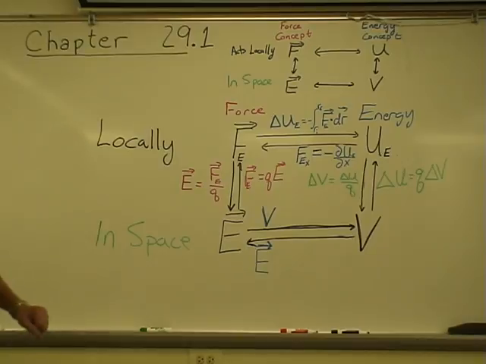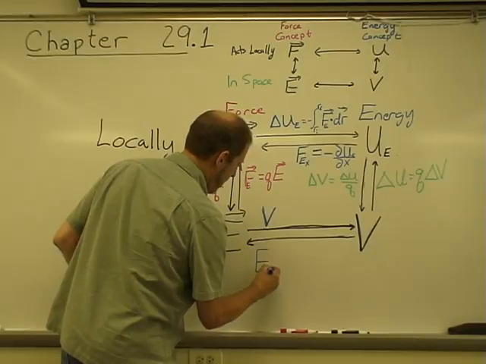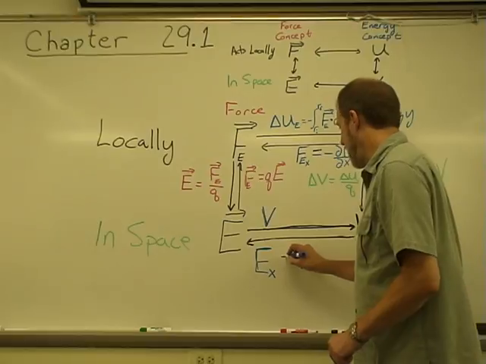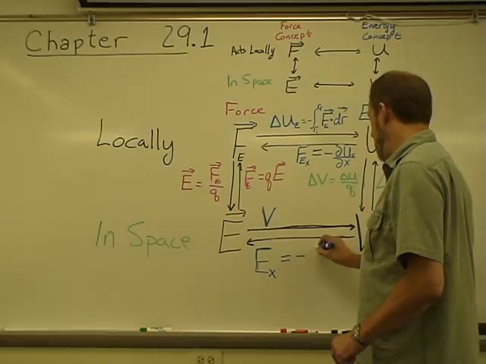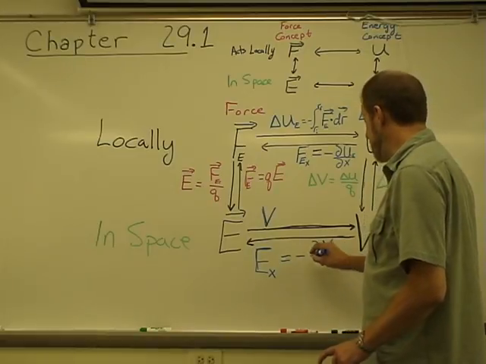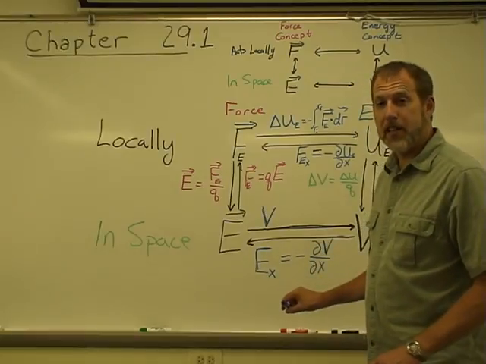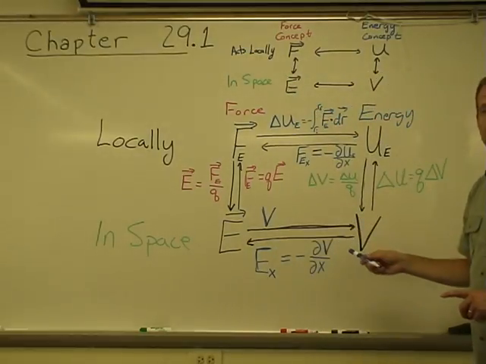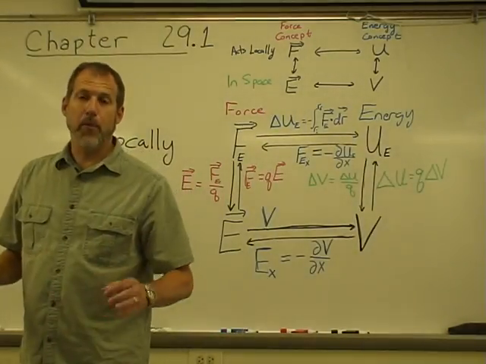So it is sort of finding the electric field in the x direction, which is equal to, as it is up here, the negative of the change in the electric potential in that direction. I'm going to pause because 29.2 is this section, and I'll do a quick example of each in the discussion for 29.2.